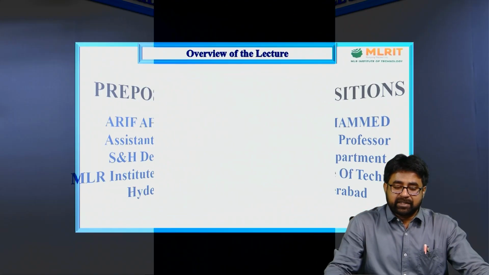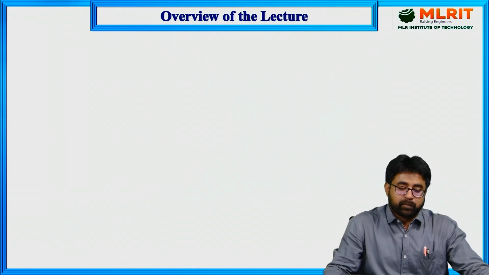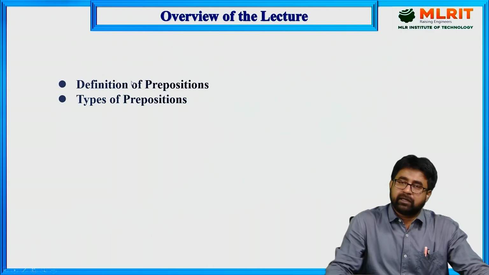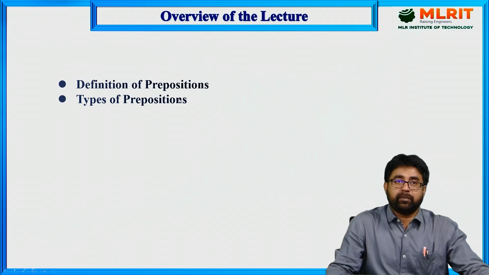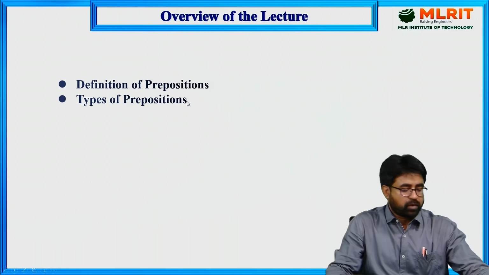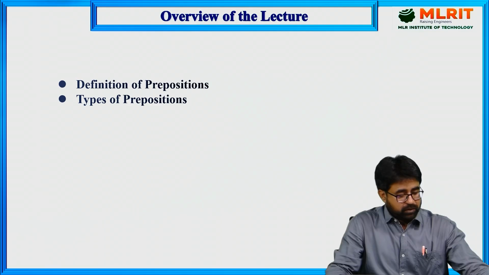We'll move to the next slide. We'll see the overview of the lecture. What are the topics that we are going to cover today? It's going to be a very small topic but important, because preposition is an important aspect if you're talking about the English language. So these are the two aspects that we'll be covering in today's lecture: the definition of preposition, that is, what is a preposition and how a preposition can be defined, and the next part would be types of preposition. There are different types of preposition. We'll be talking about them also, right?